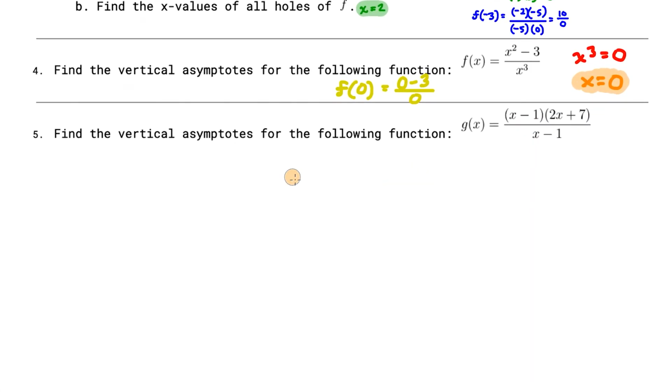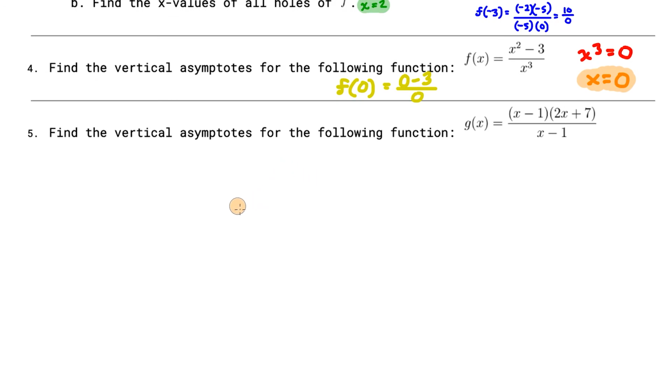And last but not least, number 5, it says find the vertical asymptotes for the following function. Okay, so what we're going to do is we're going to set that denominator, x minus 1, equal to 0 and solve. So if you solve that, you get x equals 1. But you need to make sure that f, or in this case g, of 1 is non-zero over 0. So that's what we're going to put in here.